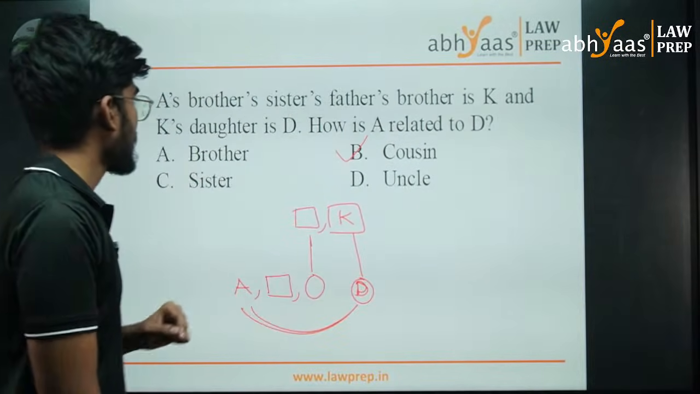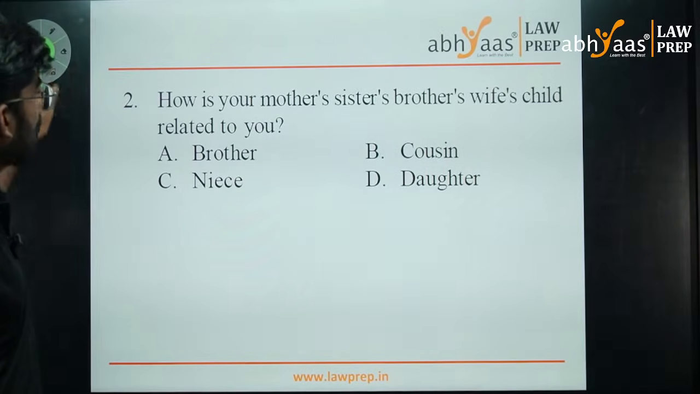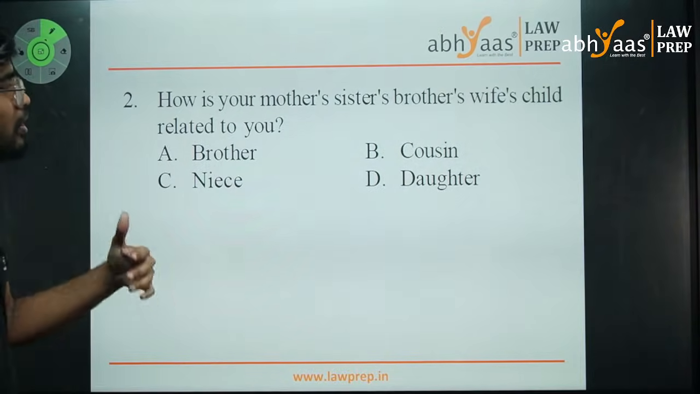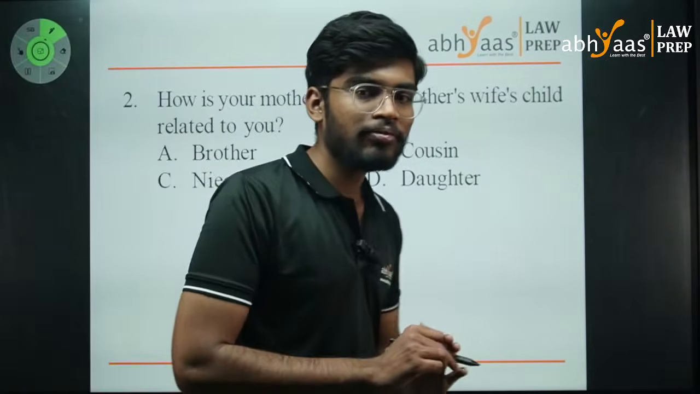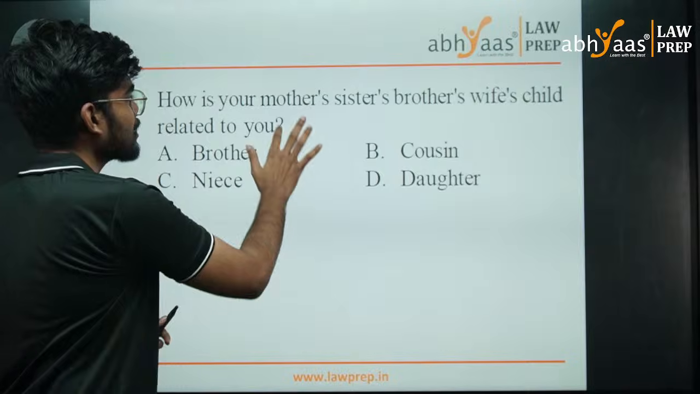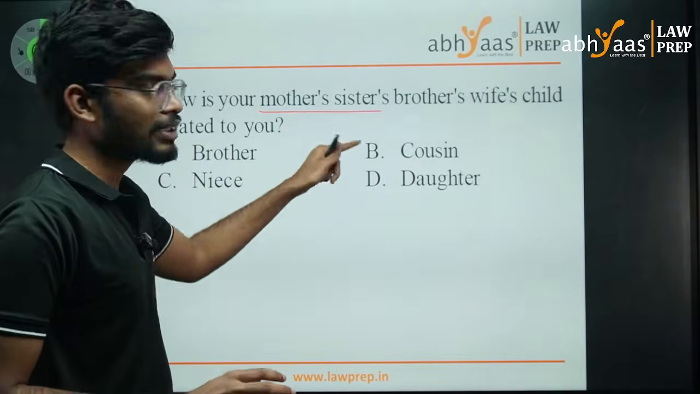Okay. Going to the next question. How is your mother, sisters, brothers, wife, child related to you? See, without using pen and paper, how to solve this question? Mother's sister will be your aunt.